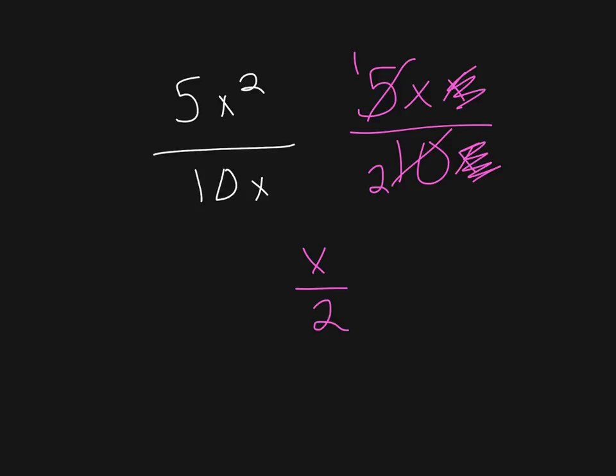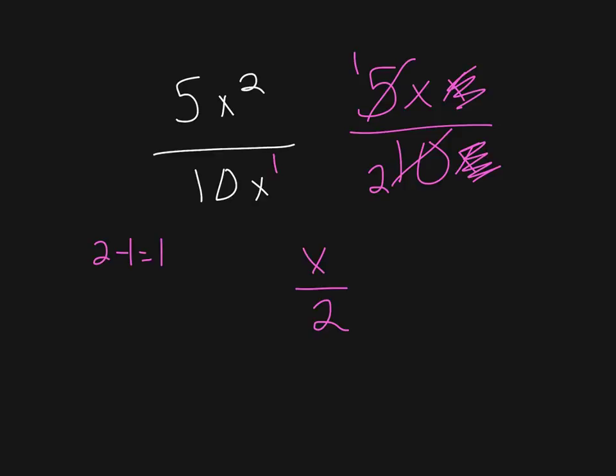Or a quicker way to do it is to take your exponents, which is 2, and remember there's an assumed 1 there, and then 2 minus 1 equals 1. So you have 1x left on top. And then 5 over 10 still reduces to 1/2.